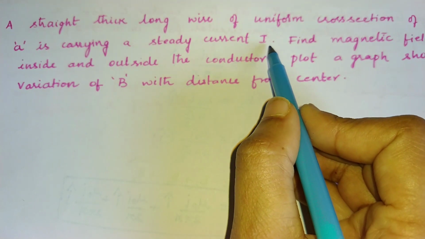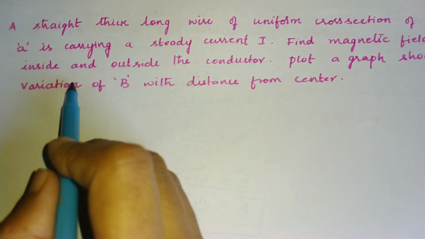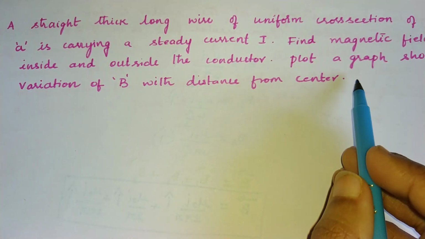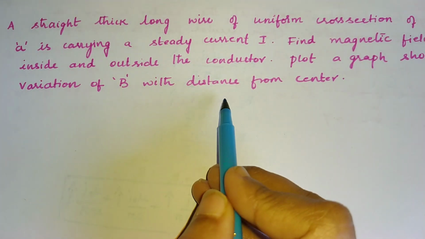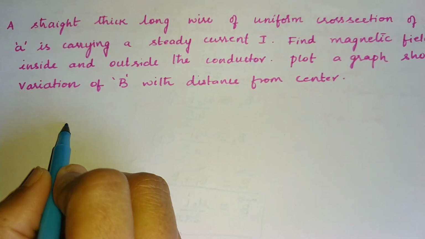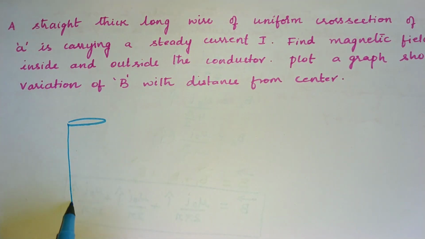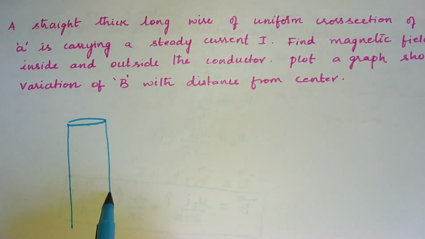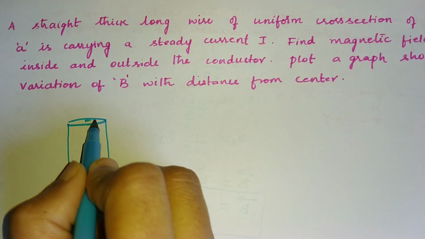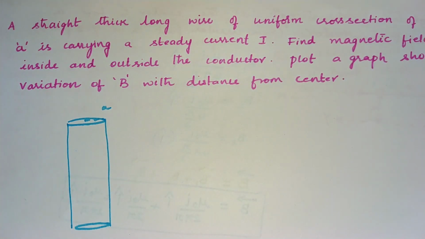It's carrying a current I, and you need to find the magnetic field inside and outside the conductor. Also plot a graph to show the variation. Okay, so first let us assume that this is a thick, very long current carrying conductor whose radius is a. So we are asked to find out the magnetic field inside as well as outside the conductor.